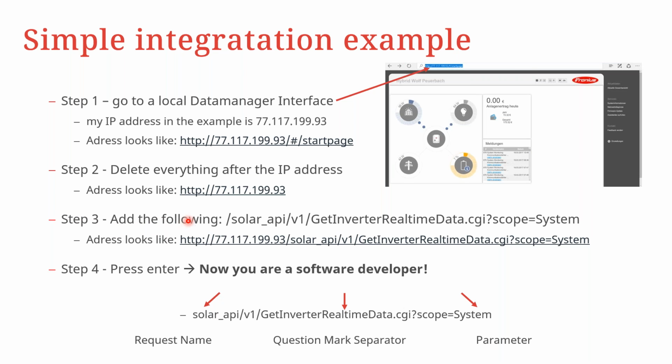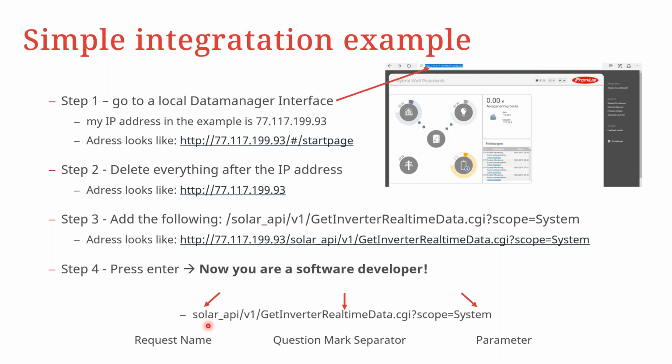The next step is to then add the following writing protocols. So it will be solar_api/GetInverterRealtimeData.cgi. So this is an example of how the address would look. The next step is to press enter. And now basically you are a software developer.